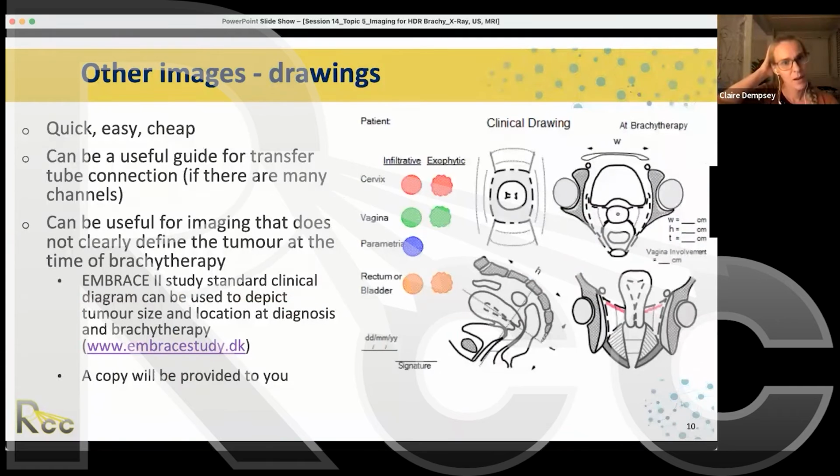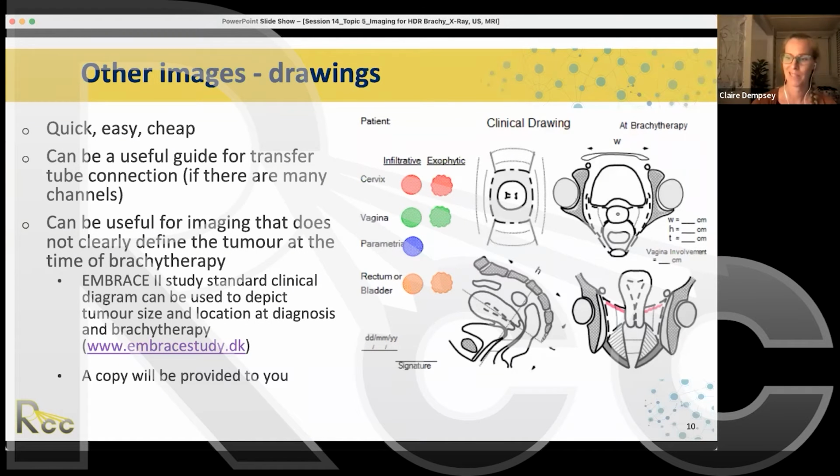And then the other type of image that we can have is clinical drawings. So again, these are quick and easy and cheap. So drawings, if you don't have access to a camera, or ethics or hospital regulations won't allow you to take photographs of patients, you can just do a drawing of transfer tube connections if you need to.